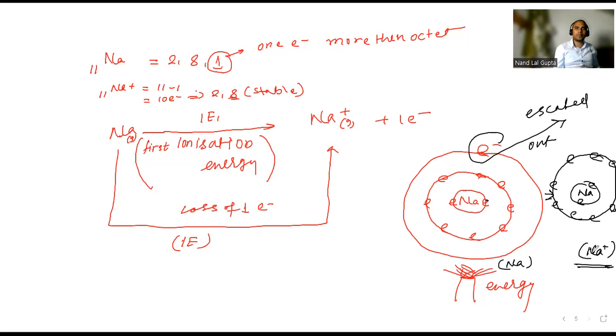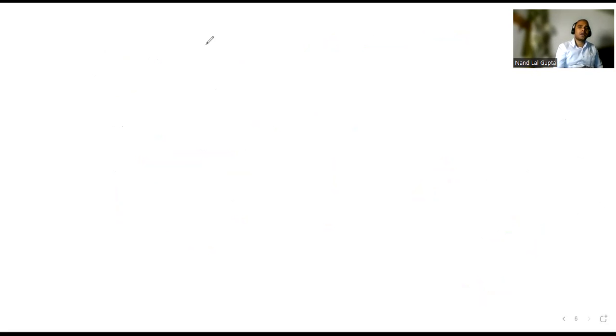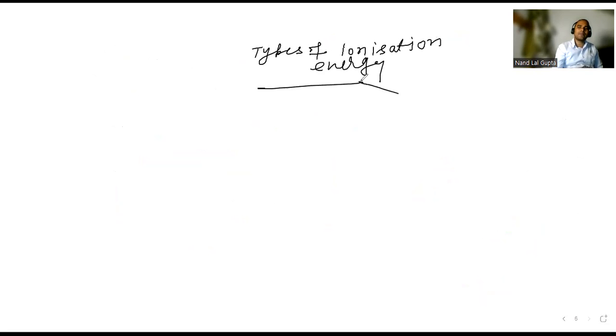Now let us try to understand the types of ionization energy. Until now I was explaining the definition; after the types of ionization energy, we will go to group and period. There are 3 types of ionization energy observed.